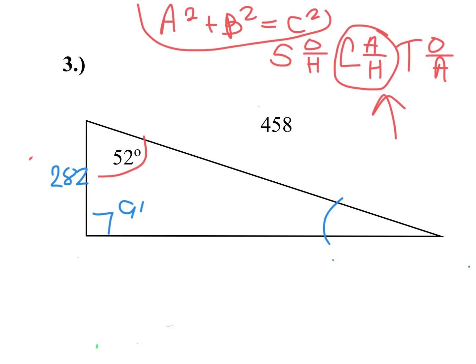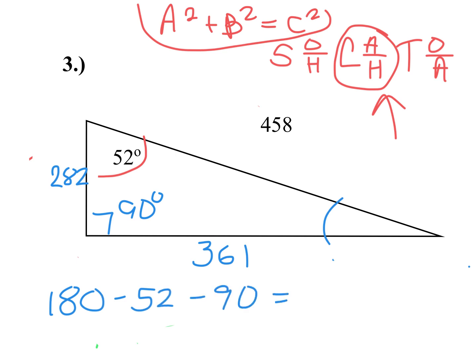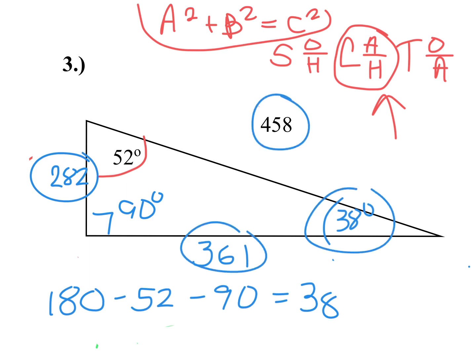Don't forget, the 90-degree angle is 90. And when we add up all the angles in a triangle, they total 180. So let's just subtract 52 and 90 to get that. So 180 minus 52 minus 90 gets me about 38. So this is about 38 degrees. Perfect. Now that I have that, I have all three sides labeled, I have every angle covered, and through trig and the Pythagorean theorem, I figured out all parts of the triangle.